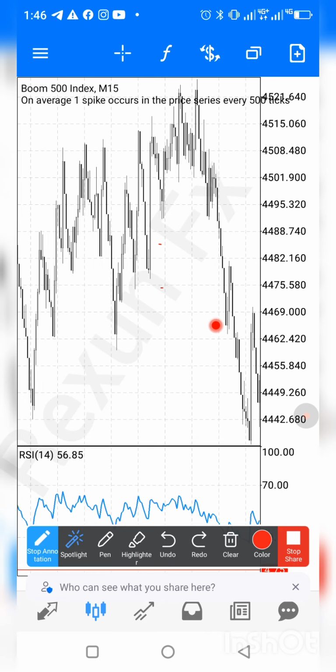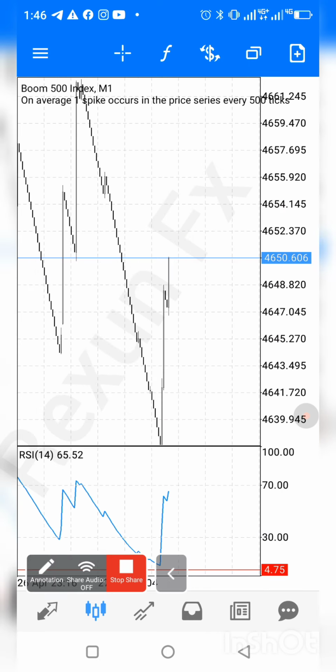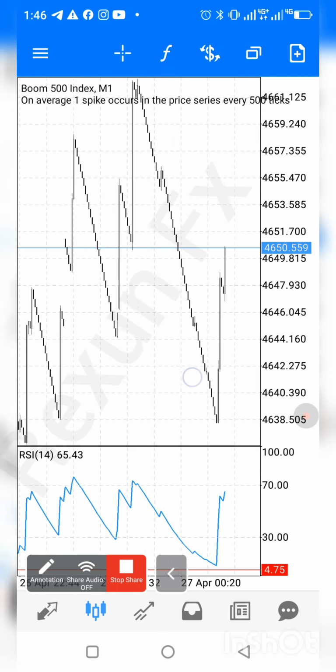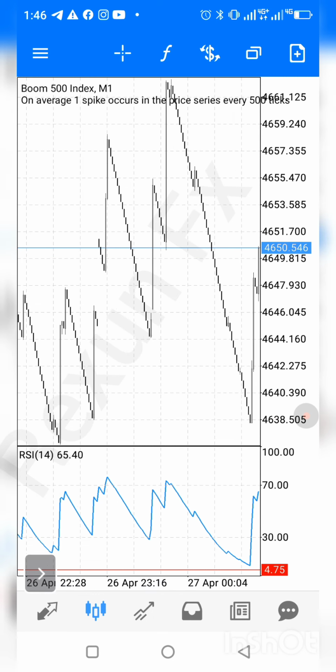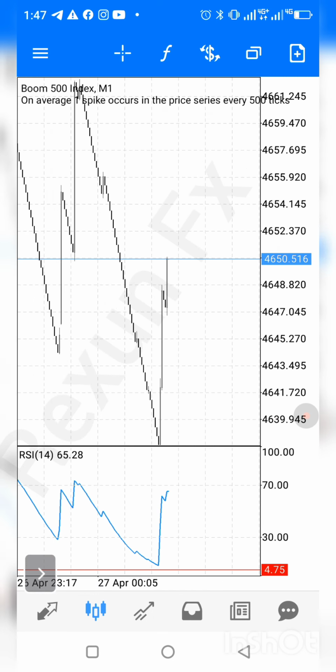So the last thing we'll have to check for the Boom 500 is the actual extended spread that happens, right? And we know that for the Boom 500, the spikes happen on average at every 500 ticks.